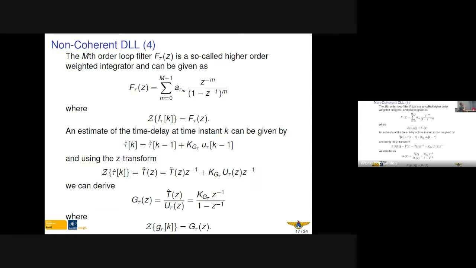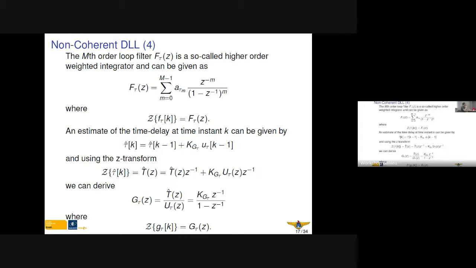And we here use the Z transform of f of tau of k, which is F tau of z. An estimate of the time delay at time instant k can be given by the output of the loop filter times K_G tau, which is the coefficient of the integrator, and u tau, if you remember, was the signal at the output of the loop filter. What does the loop filter do? It should reduce the noise drastically, and then the integrator is integrating the changes of the discriminator signal.